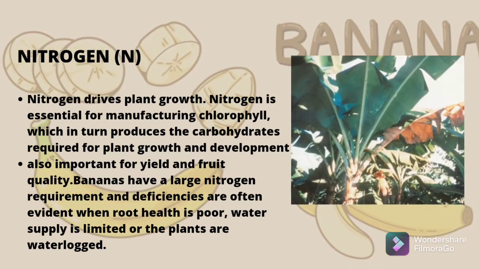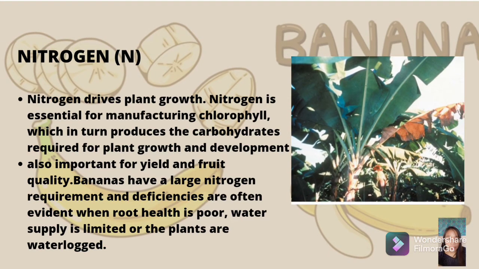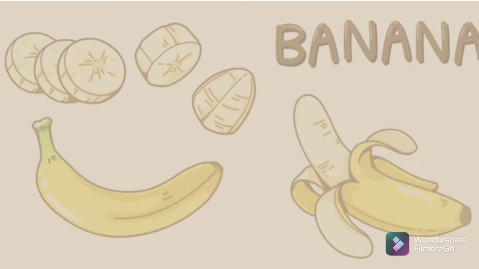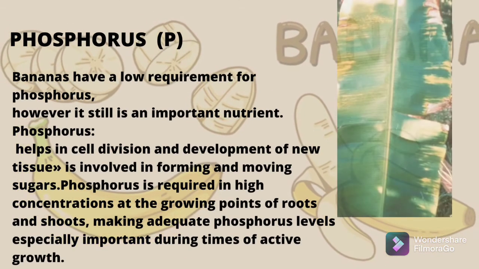Let's talk about the critical nutrients of banana. To start with, nitrogen. Plant growth is fueled by nitrogen. Nitrogen is necessary for the production of chlorophyll, which produces the carbohydrates needed for plant growth and development. It is also important for yield and for fruit quality. Bananas have a high nitrogen need, and when root health is poor, water availability is limited, or the plants are waterlogged, deficits are common. Next is phosphorus.